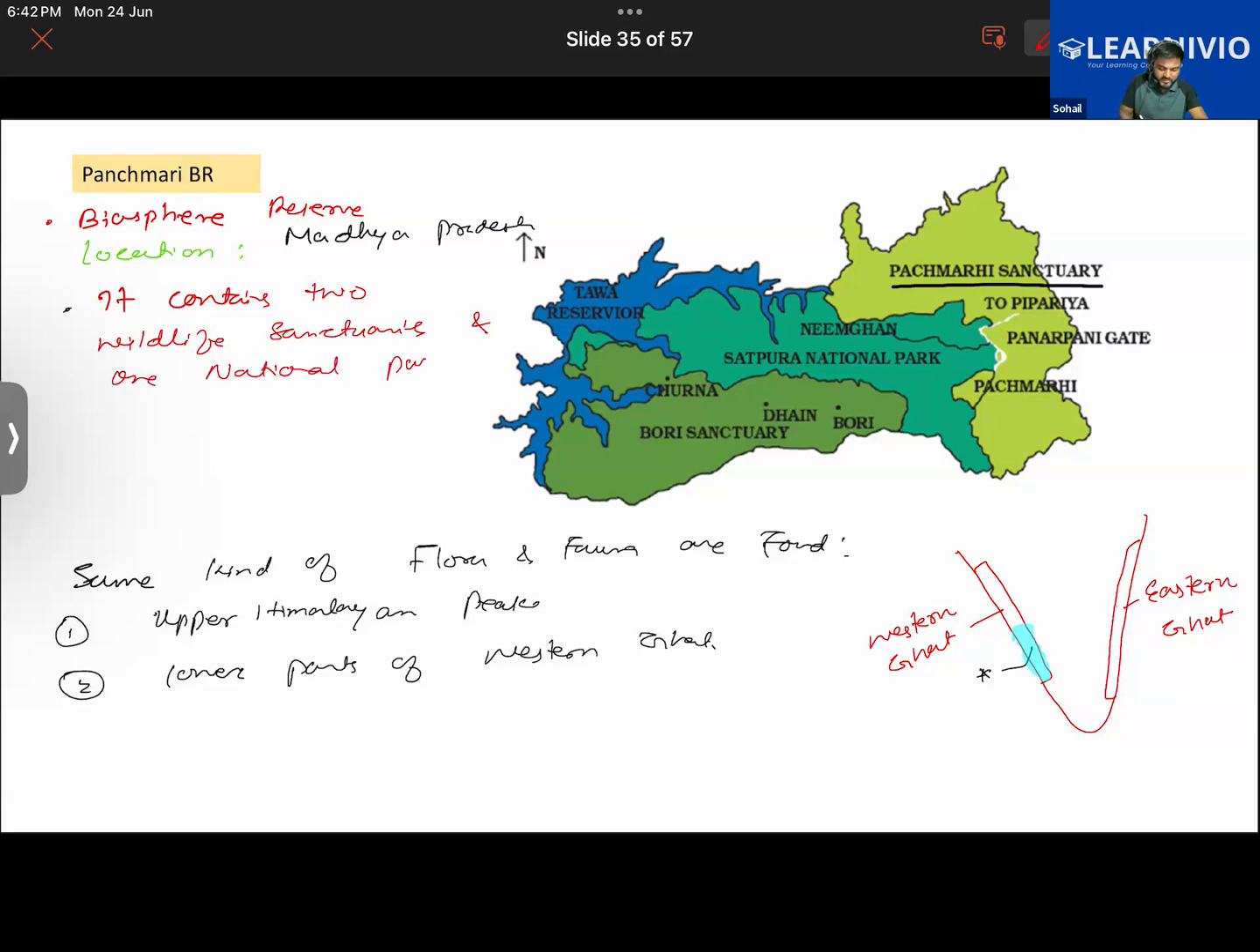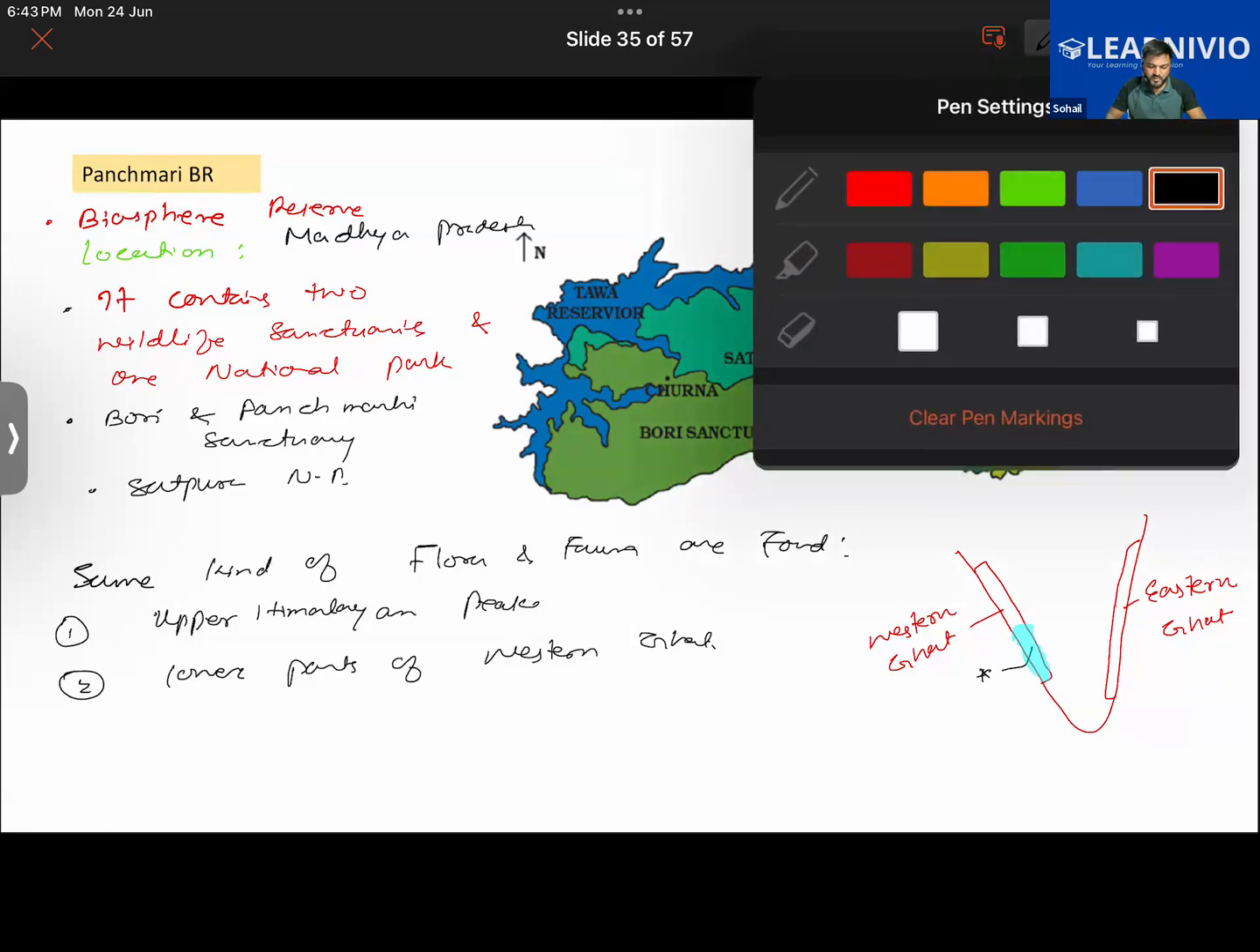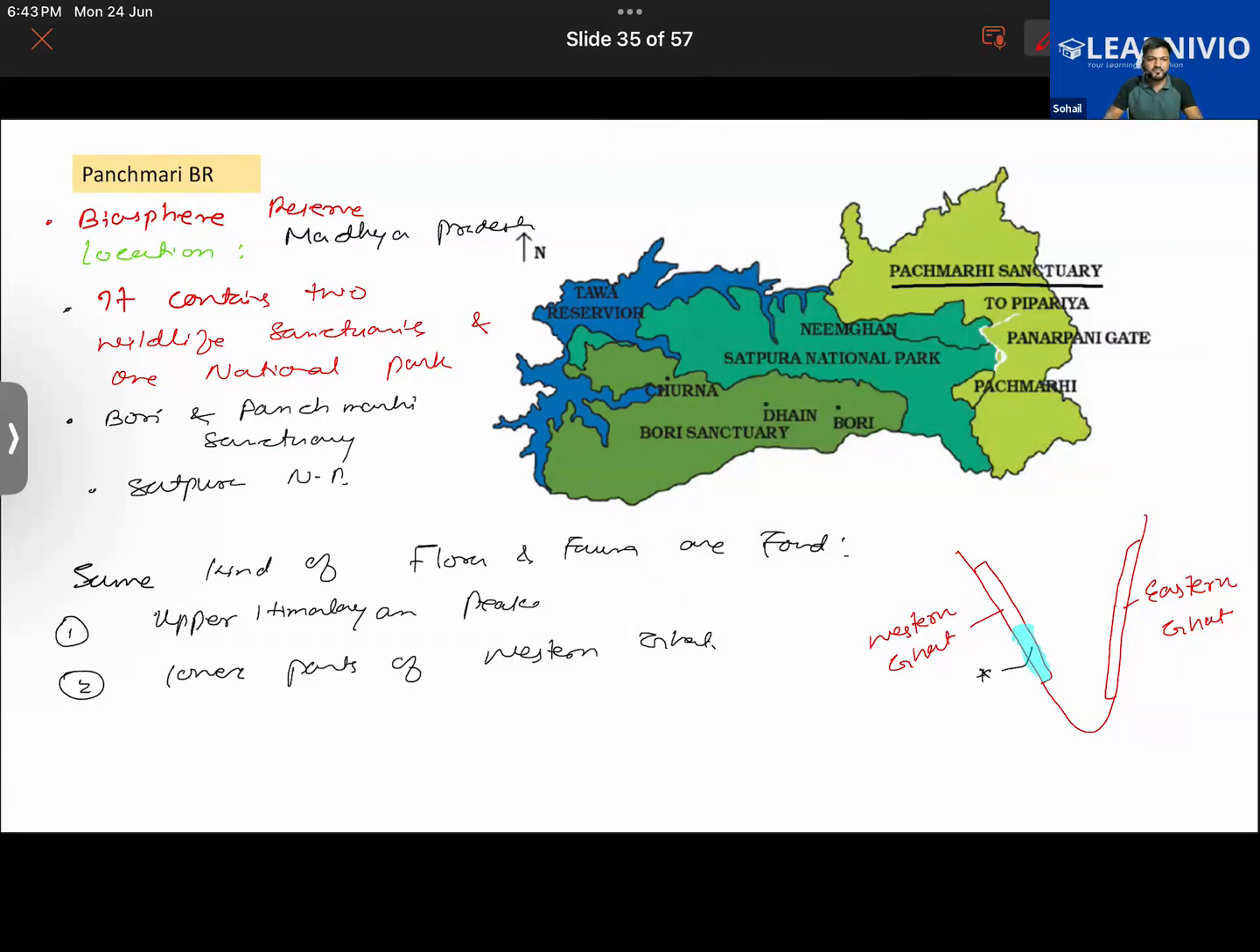What is the name of the national park? Satpura National Park. Okay? So the wildlife sanctuaries are Bori and Pachmarhi Sanctuary, and the national park is Satpura National Park. Okay, so I hope that much is clear about it.